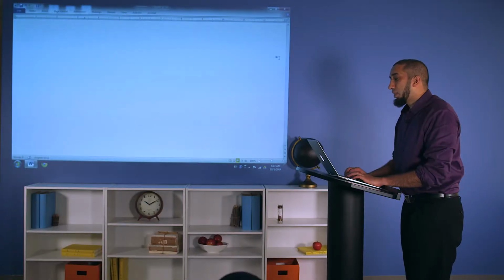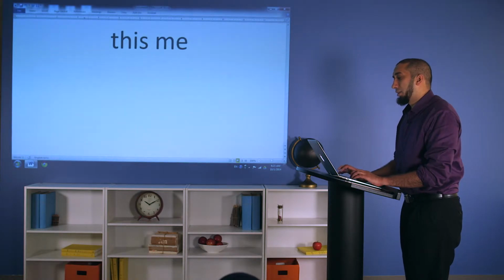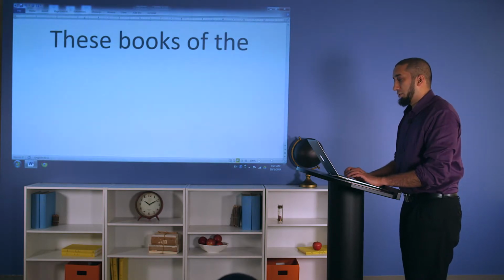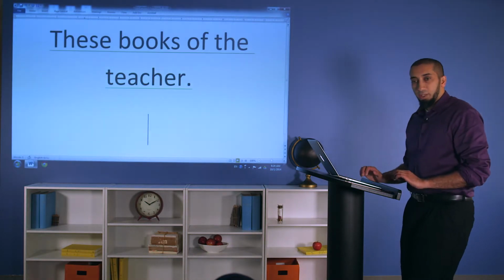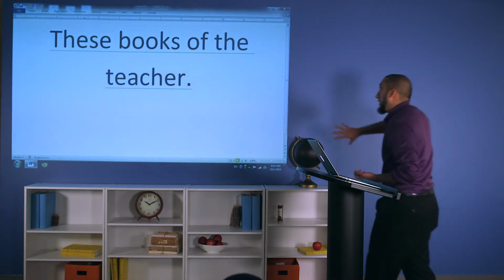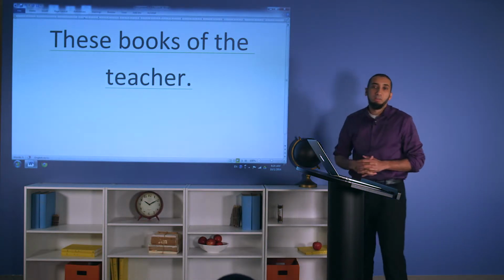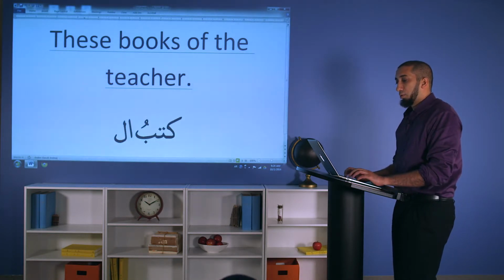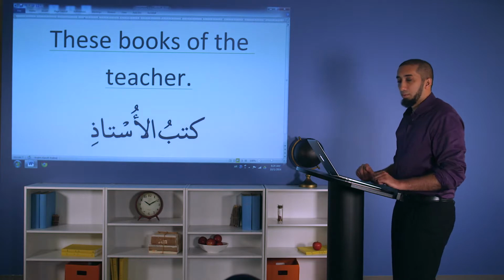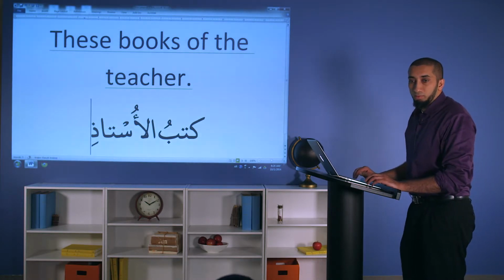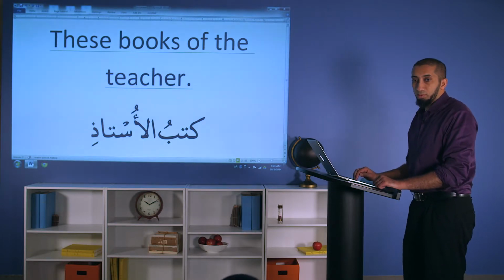Okay? So if I say these books of the teacher. These books of the teacher. It's obviously a fragment. It's not a sentence. And this fragment is made up of an idafa. Where's the idafa here? Books of the teacher. Books is kutub. Kutubul ustadi. Kutubul ustad haulai. Well, kutub is a non-human broken plural. So.